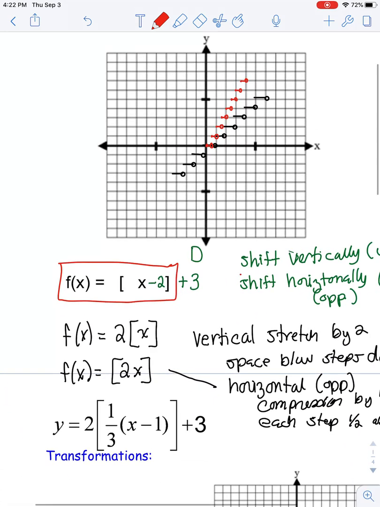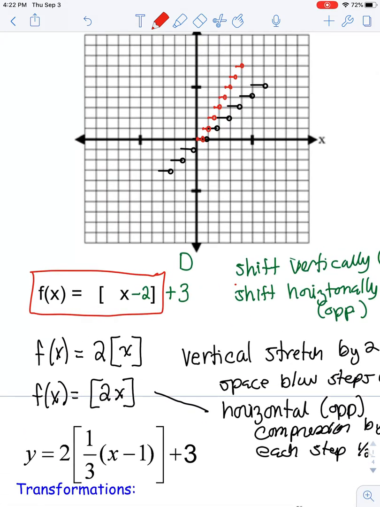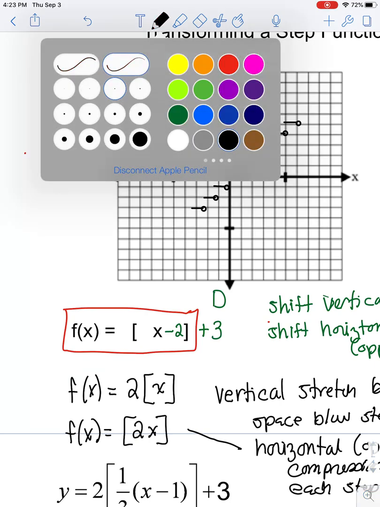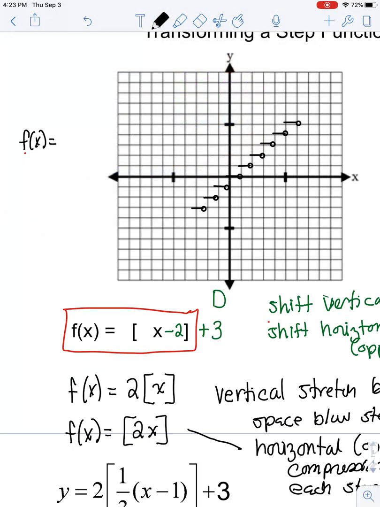Okay, so the last thing we need to mention is what happens if we have reflections. If your function, your f of x, had a negative, you were multiplying the integer function by a negative, what that's really doing is multiplying each of the y values by a negative. So that is going to reflect over the x-axis. We call that a vertical reflection. It's going to be reflecting up and down.